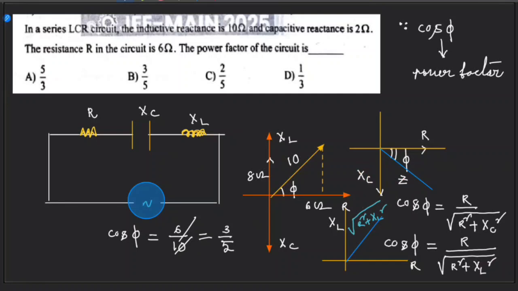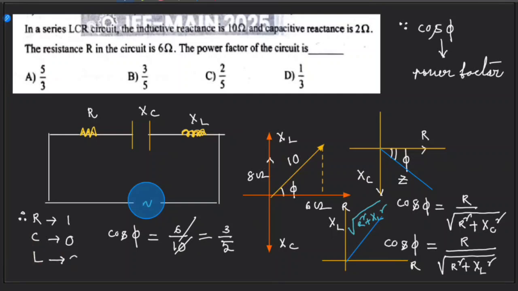And you have to understand one more thing here that is important. For pure resistor, the power factor is 1. For pure capacitor, the power factor is 0. And for pure inductor, the power factor is again 0.